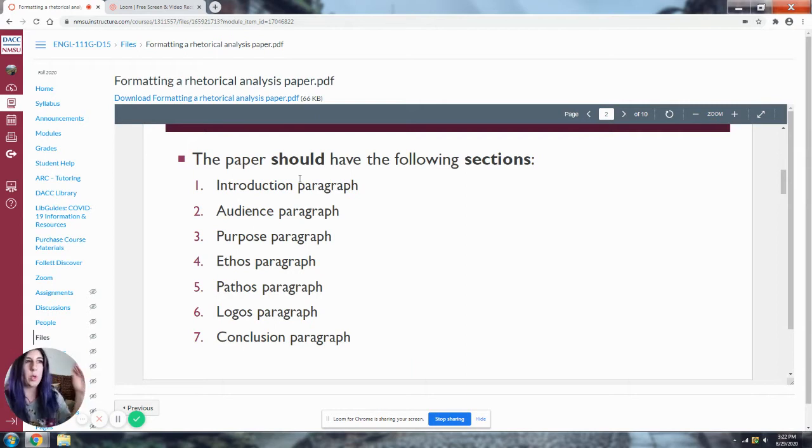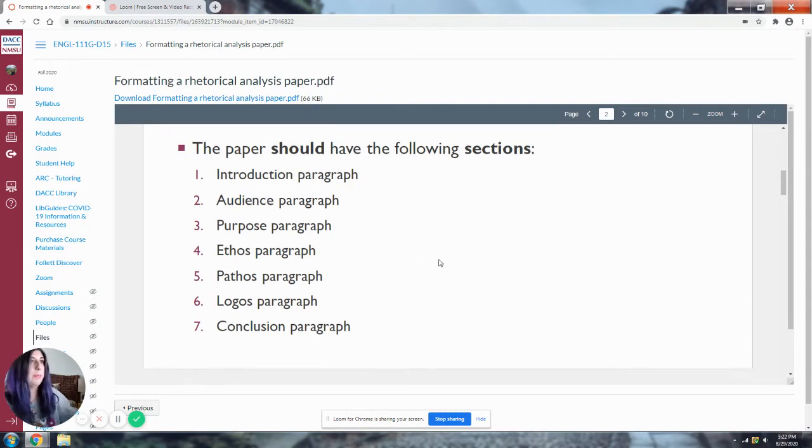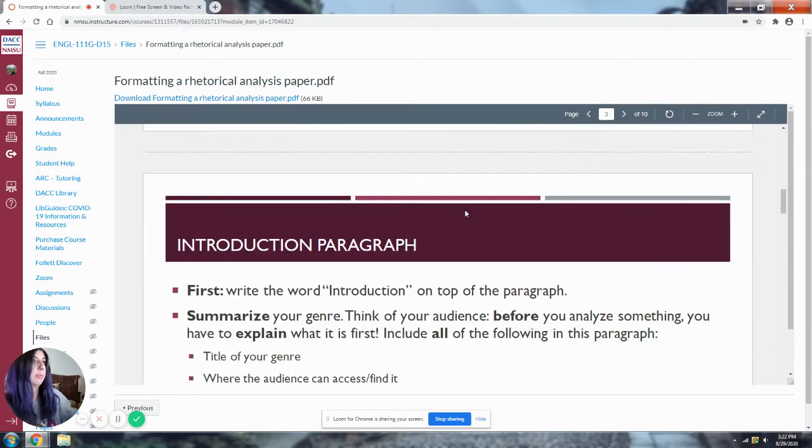and explain the required sections in this paper. So just remember, this paper should have the following sections. I'm going to call them sections, but at least a paragraph for each one of these. Okay, so I'm going to go into each one a little bit.